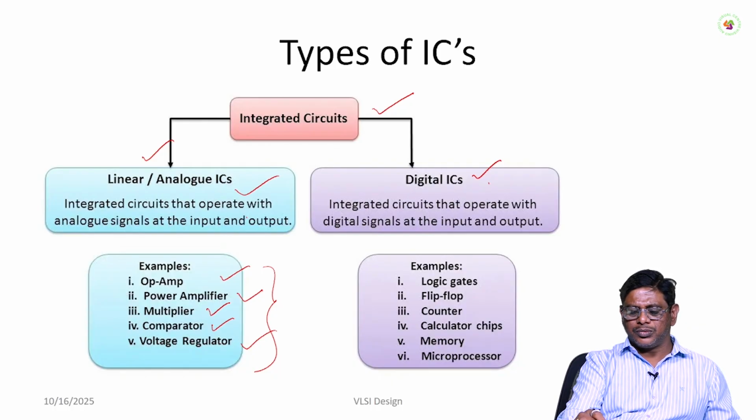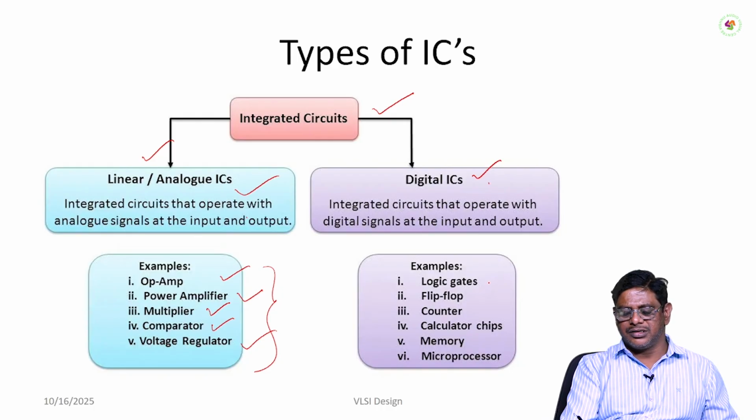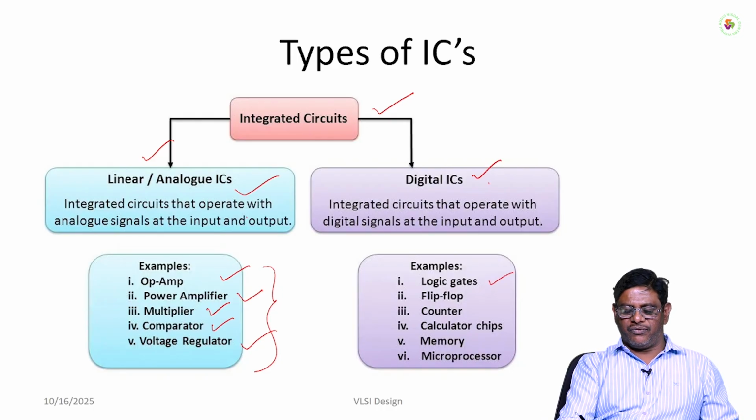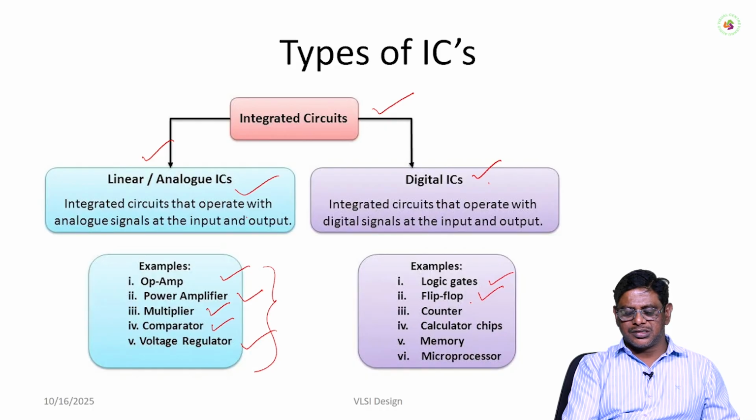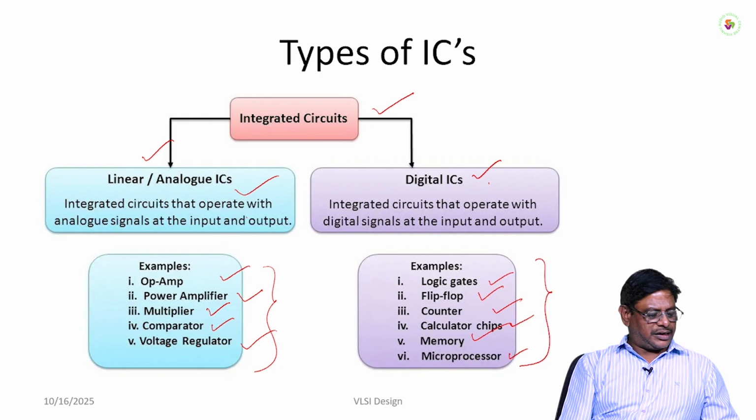And when it comes to digital integrated circuits, some of the circuits that we have here are logic gates, flip-flops, counters, calculator chips, memory devices and microprocessors. All these come under digital integrated circuits.